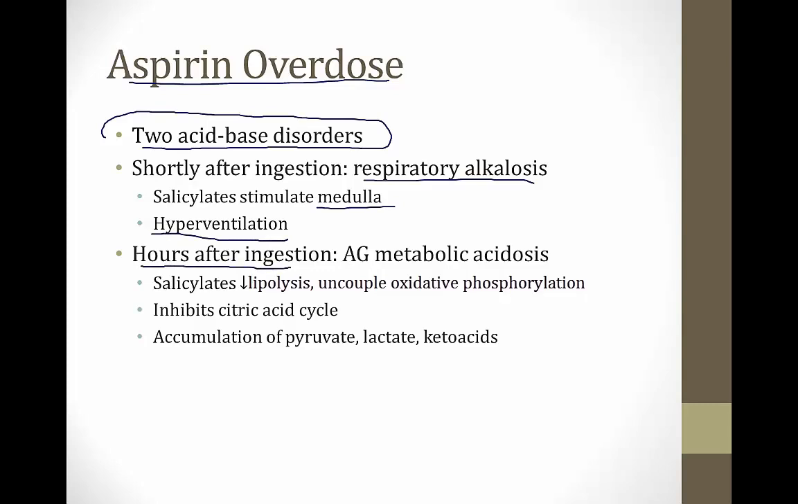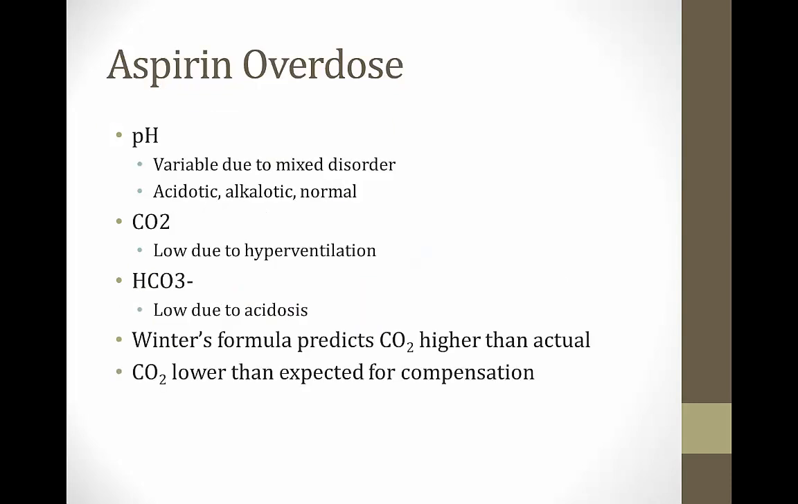Several hours after aspirin ingestion, an anion-gap metabolic acidosis will develop. This is because the salicylates decrease lipolysis and they uncouple oxidative phosphorylation, and as you know from biochemistry, this inhibits the whole citric acid cycle. As a result, you get accumulation of pyruvate and lactate and ketoacids, and all these can lead to an acidosis. So because it causes two disorders, the pH is variable. It may be acidotic, or it may be alkalotic, or it may even be normal. It depends on when you catch it.